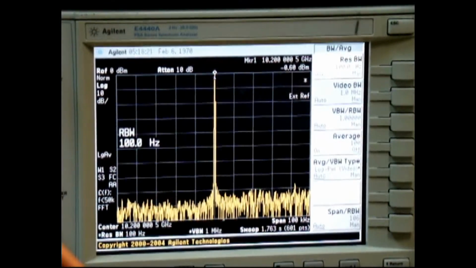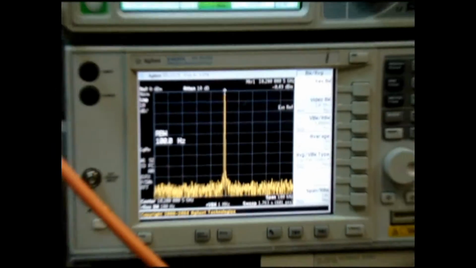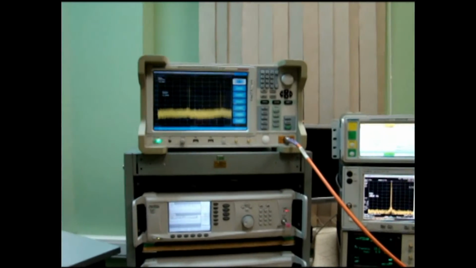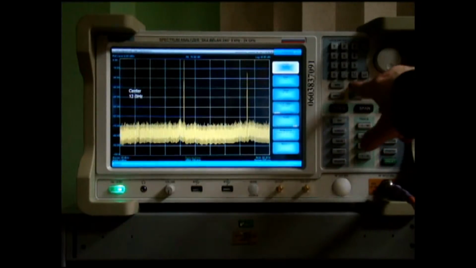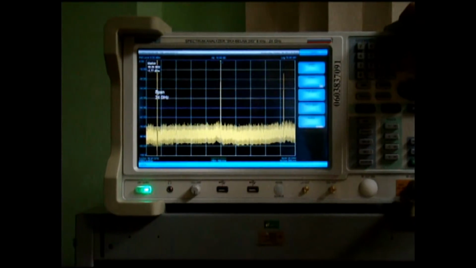As we can see, Agilent PSA shows a dynamic range of 90 dB in a 100 kHz span with a resolution bandwidth of 100 Hz. This corresponds to roughly -110 dBc/Hz phase noise, which is consistent with its specification.